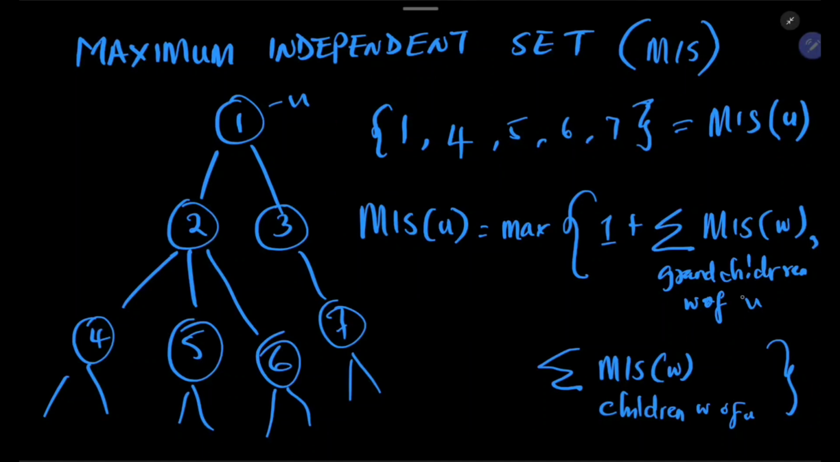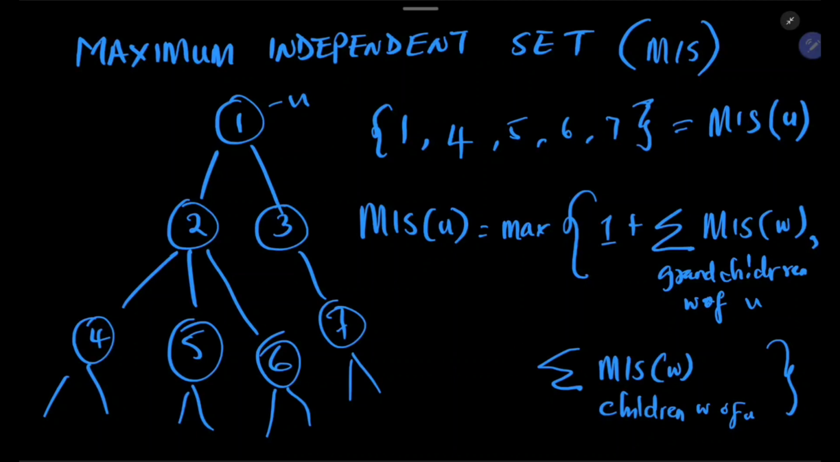This first expression says that. But if we do not start from u or 1, as the case may be, we would start from 2 and 3. And 2 and 3 would be the children w. They are the children of u. So that's simply what this expression is saying.